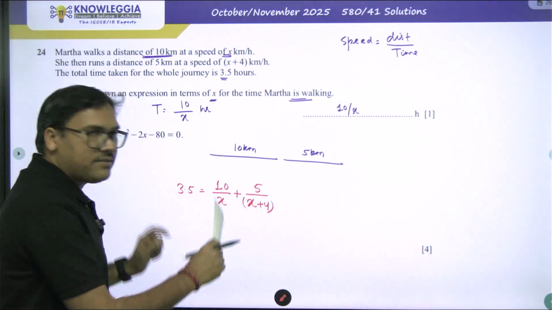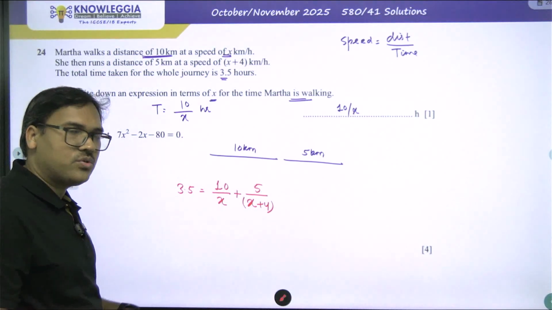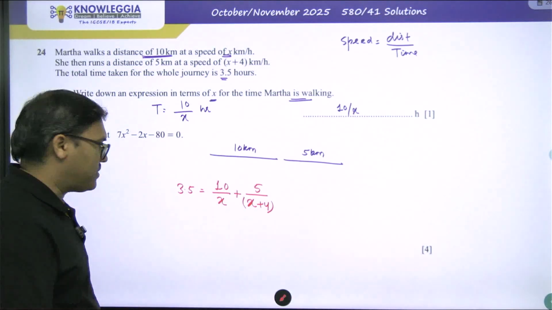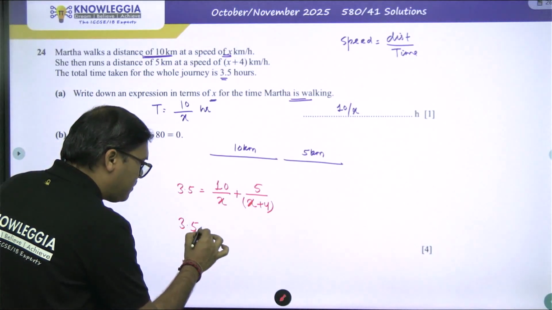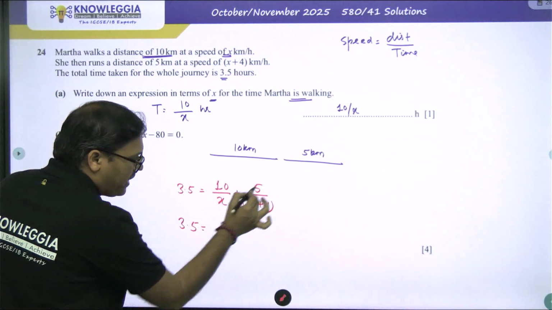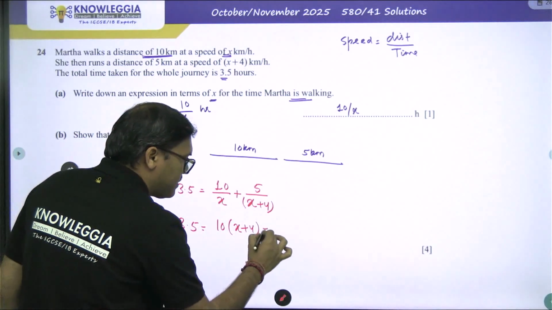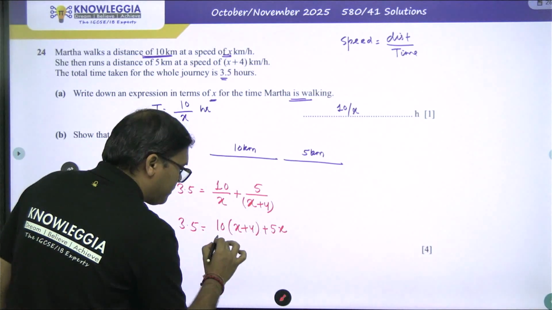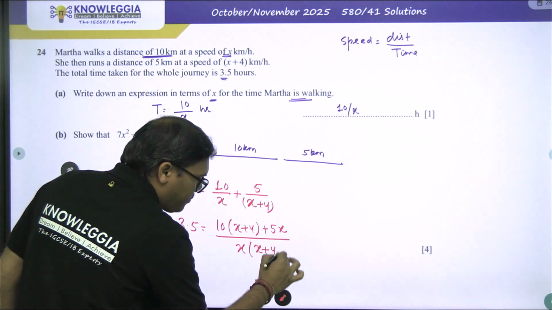Now this is the expression. You have to rearrange this to show this expression. So how will you show this? You have to just simplify this algebraic expression. So you can see how will you simplify this expression? This is 3.5, I'll multiply x plus 4 and 5 here. So this is 10 times x plus 4 plus 5x divided by x into x plus 4.